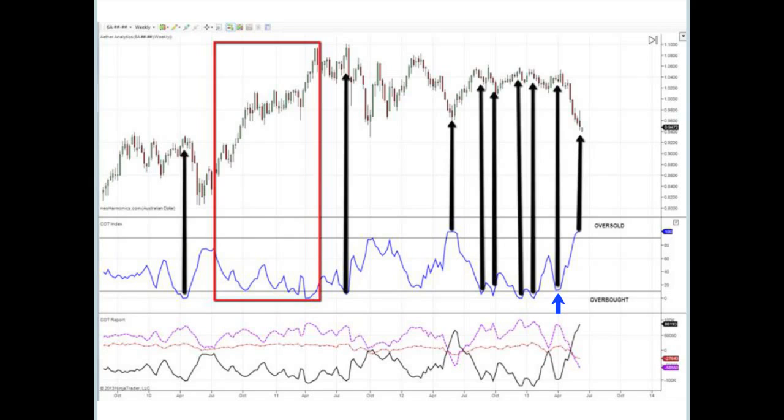Some of the points I want to show here are, in certain markets, you get these really nice swings from overbought highs when the COT index is at the bottom. Again, this is a little bit confusing to some people that first see it, because it's an inverted indicator, or for this market it's inverted. So typically the COT index is overbought near the lows and it's oversold near the highs.